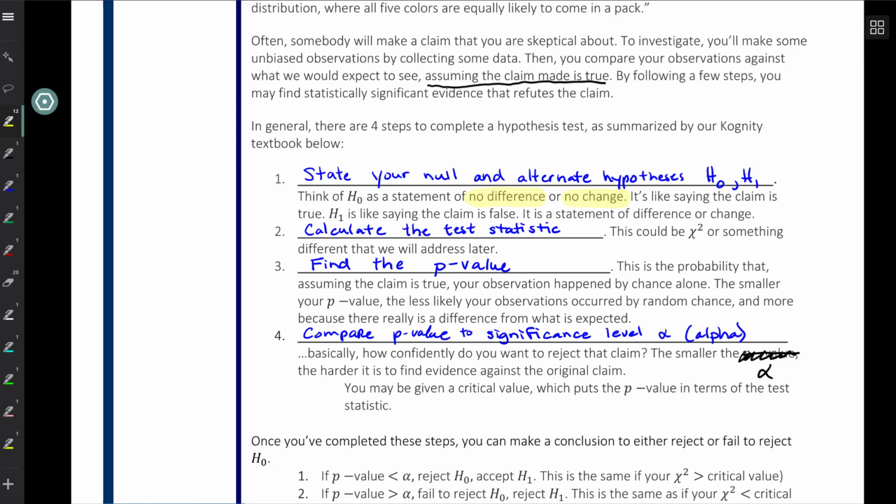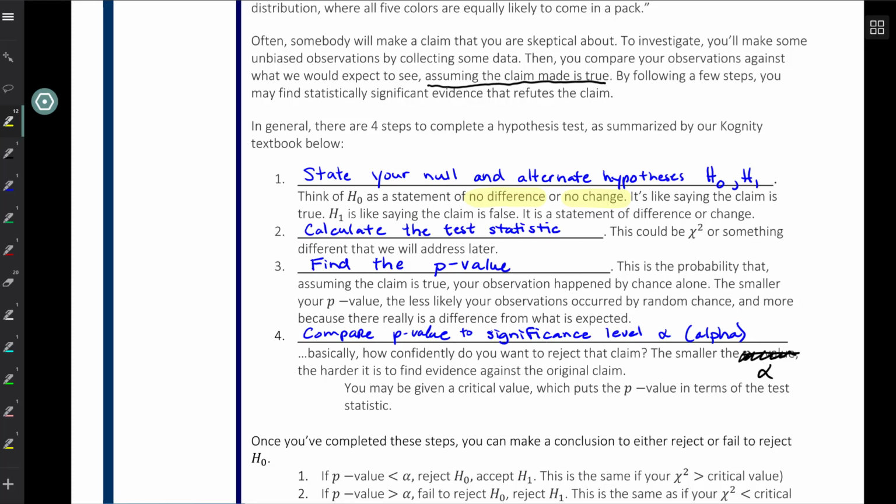It is a statement of difference or change. So you think about them as complementary. They are opposites of each other. Okay? Now, step 2. Once we've got our hypothesis statement, we have to calculate the test statistic. Okay? Now that's looking at those differences between what we observe and what we expect to see.